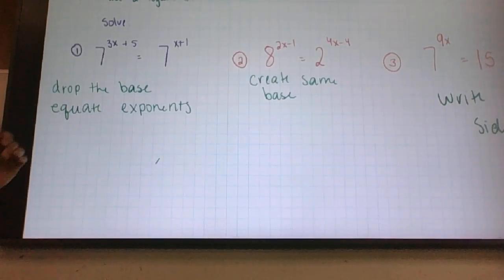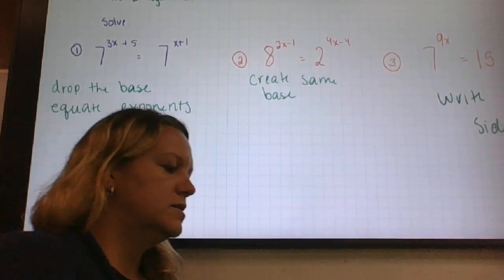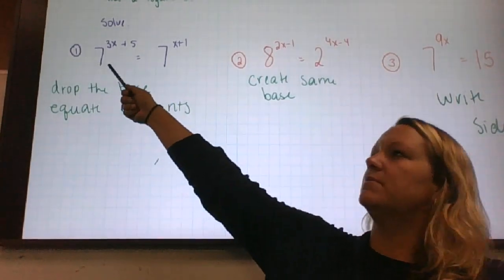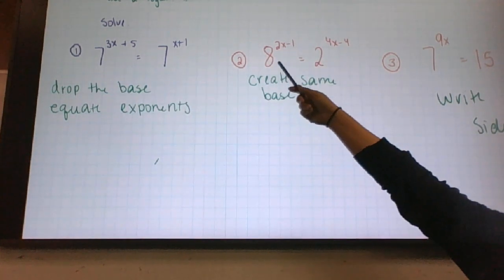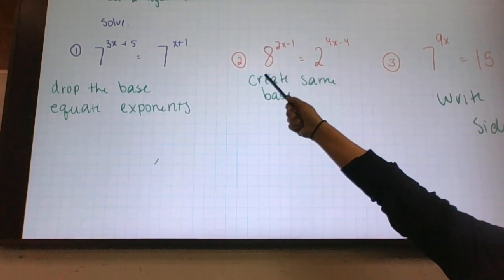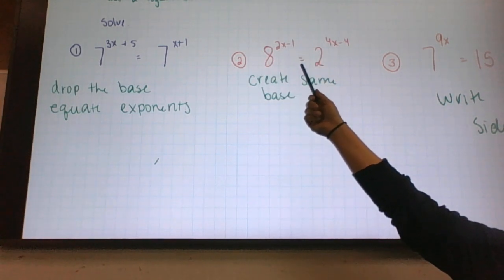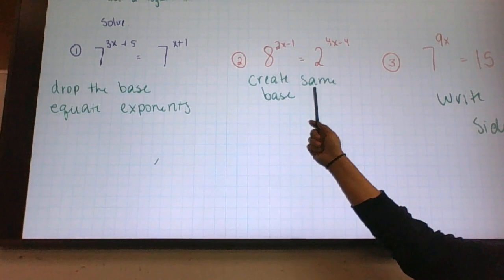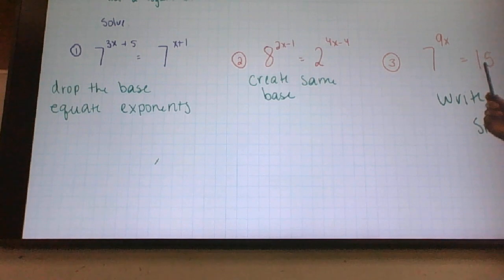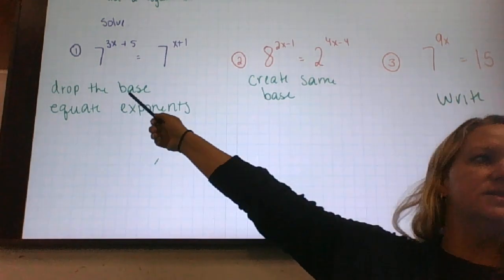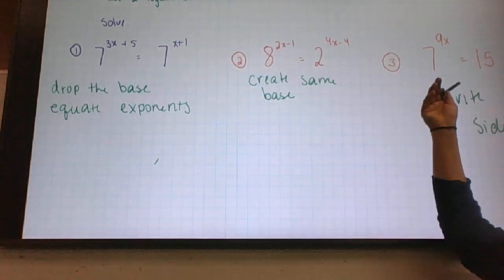The problems increase in difficulty. Side by side you can see the same base, 7 and 7. In number 2 they don't have the same base, but 8 and 2 belong to the same number family, so we'll be able to create the same base. In number 3, they don't have the same base, and 7 and 15 have nothing in common. So for that, we're going to need to use a logarithm, and we'll be relying on our calculators. So basic, medium, most difficult.